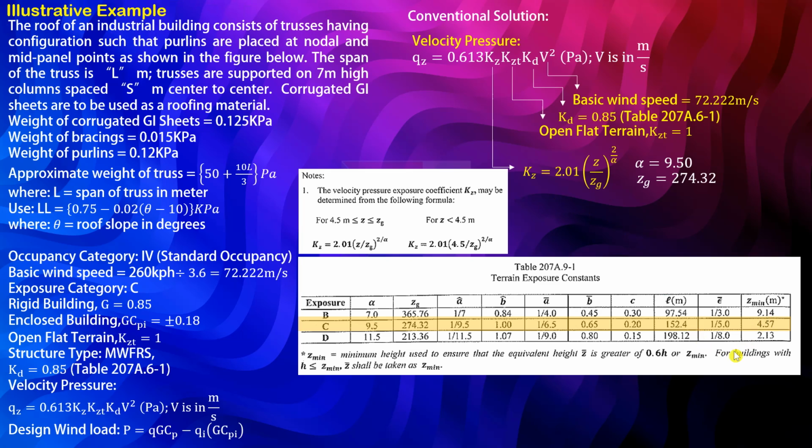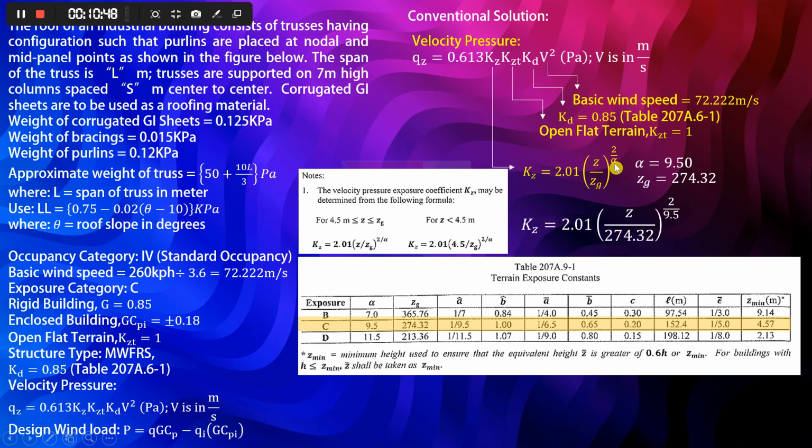So, klaro man din dito na for buildings with h, yung height niya is less than sa z minimum, which is itong 4.5, z shall be taken as z minimum. So, parang ito pa rin. So, 4.5 talaga yung gagamitin. So, bali yung Kz natin ngayon is magiging 2.01 times z over 274.32 raised to power of 2 over 9.5.